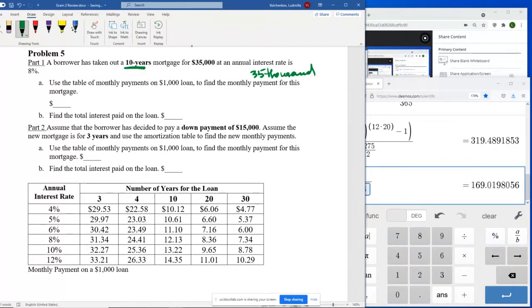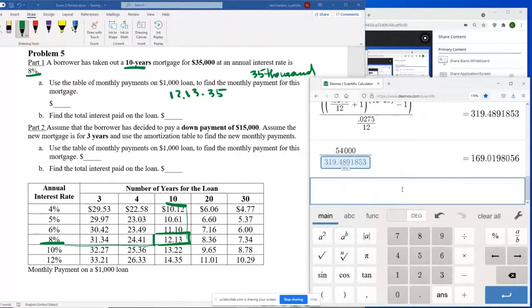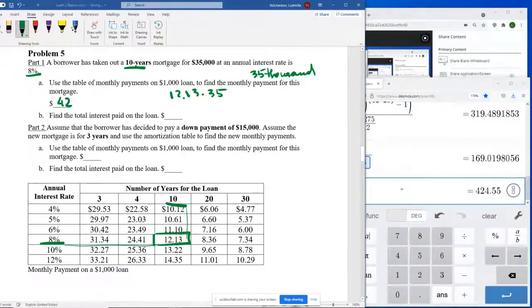So we have 10 years, 8%. 8%, 10 years. The intersection is here, 12.13. So we take 12.13 and multiply by 35. 12.13 times 35. So 12.13 is your regular payment for 1,000. So we multiply by 35 and get the regular payment for 35,000: $424.55.